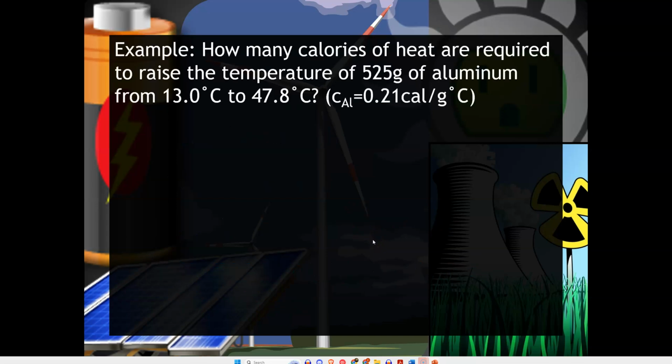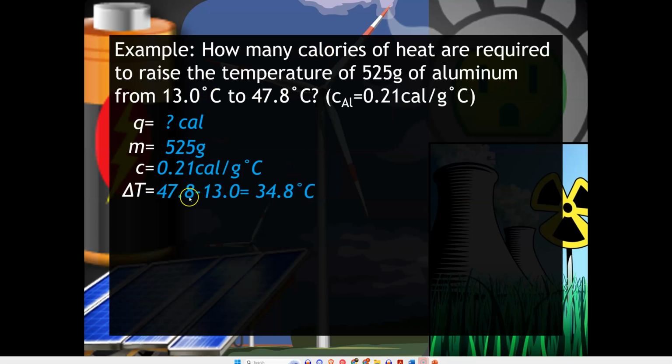So let's go over to the first problem. How many calories of heat are required to raise the temperature of 525 grams of aluminum from 13 degrees Celsius to 47.8, assuming that our specific heat is 0.21 calories per gram per Celsius? The first thing we want to figure out is how much we can move that temperature, which is quite a lot. So Q equals mcΔT. Q is how many calories, m is 525 because that's our mass, c is 0.21 calories per g°C, and our ΔT is 47.8 minus 13, which gives us 34.8.